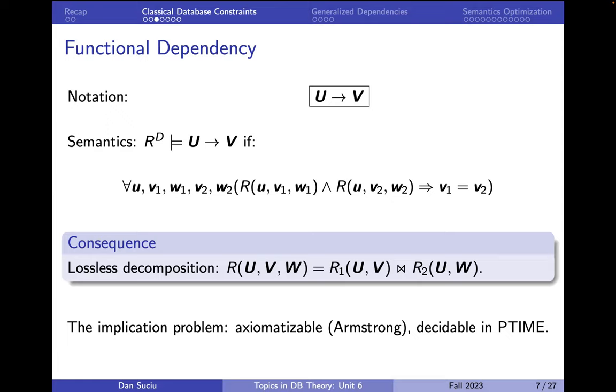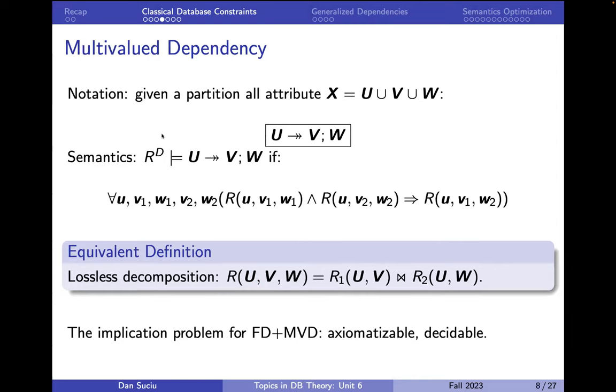This one implies the next one. If the functional dependency holds, then this is a consequence. And by definition, the multivalued dependency holds. Okay, but of course the converse is not true. You can have a Cartesian product and there is no functional dependency here.